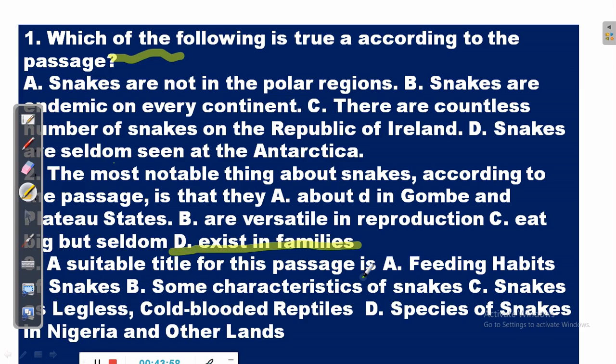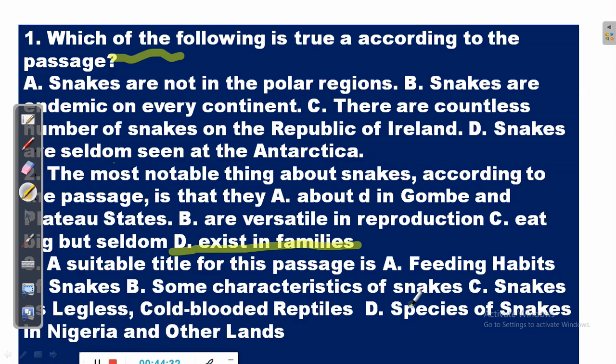A suitable title for this passage is A, Feeding Habits of Snakes. Of course, we have come across their feeding habits, but that is not the only thing spoken about them. We saw their habits in terms of where they live. They are being versatile in being able to occupy different habitats from the depth of the oceans to this. Those are also aspects of their behavior or features.